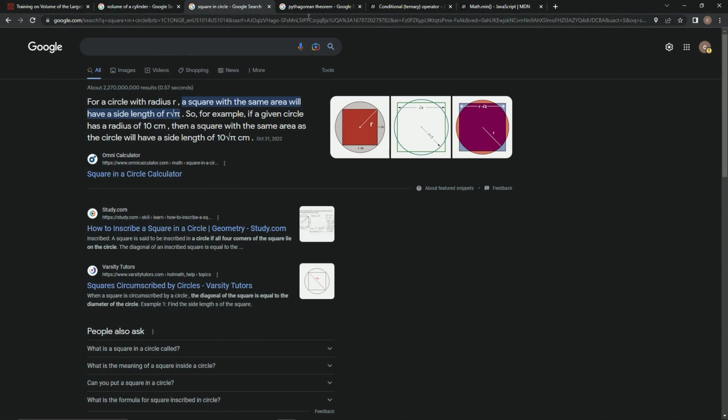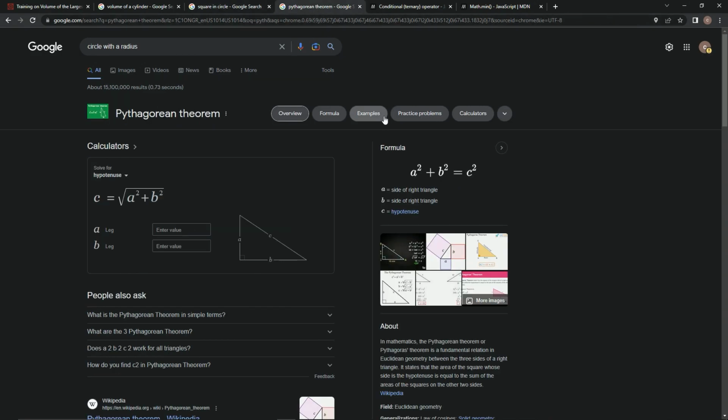So knowing that, we can use the Pythagorean theorem, right? And we know that a squared plus b squared equals c squared, and the hypotenuse is c. So we know the hypotenuse is 2r, right? And we also know that these sides are both the same. So we could say side squared plus side squared equals 2r squared. Hopefully that makes sense to you.